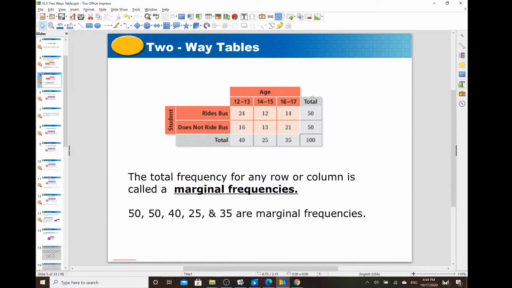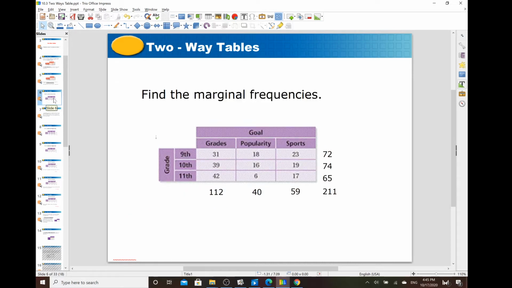And then the ones in the gray area are called the marginal frequencies: 50, 50, and then 40, 25, 35. Those are called the marginal frequencies. Now find the marginal frequencies. Obviously this one is what? 72, 76, 65, 112, 40, 59.